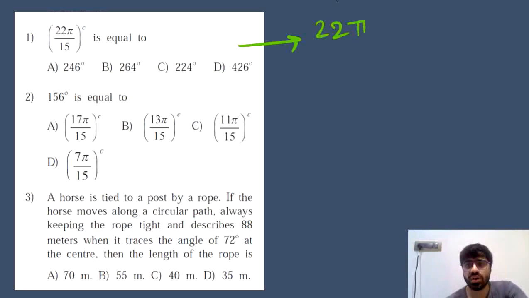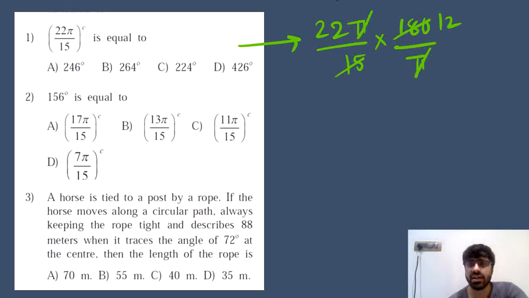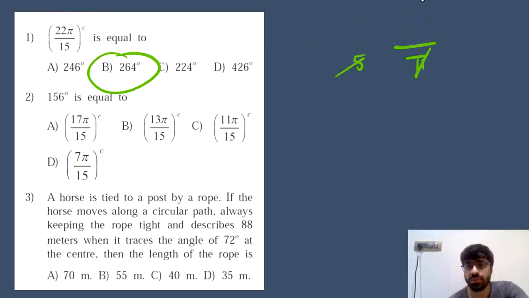So every time you want to convert an angle from radians to degrees, you multiply that angle with 180 upon pi. That's the conversion from radian to degree. If you want to convert it from degree to radian, you multiply with pi upon 180. So here we have 15 into 12 giving you 180. Pi gets cancelled and 22 into 12. What will that be? 22 into 10, 220 plus 44. 264 degrees would be the right answer. So option B out there is the correct option.